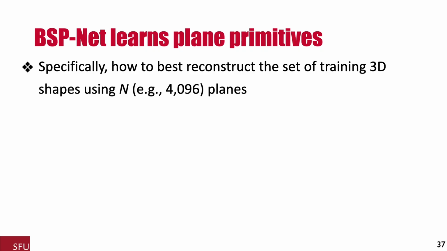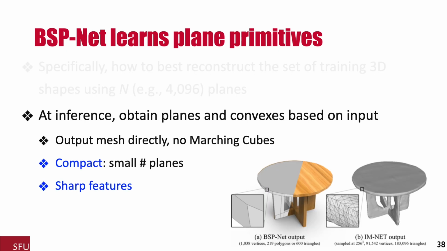Specifically, BSP-Net takes a fixed number of planes, in our case 4,096, and we try to reconstruct all the input shapes in the best way. The plane parameters, A, B, C, D, are just the weights in the network. The final outcome of this learning process is a compact representation, because there are very few planes, and these planes easily form sharp features. If you look at the result on the right compared to marching cubes meshing of neural fields, we got a much cleaner CAD representation. And that was the inspiration for the next paper.